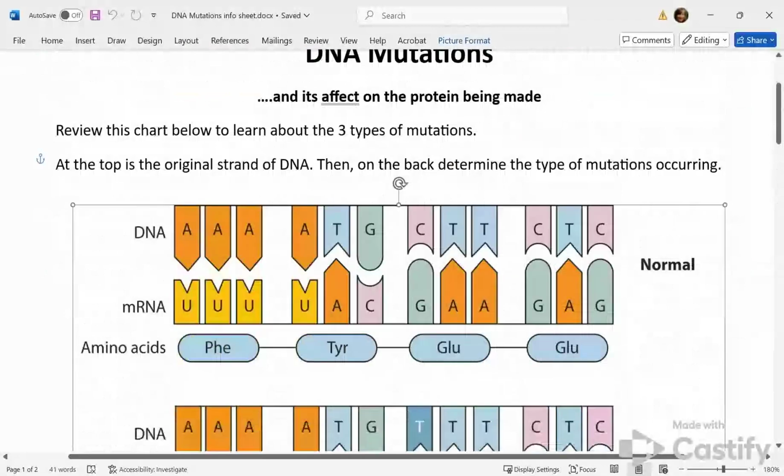So first off, you need to make a note of what your original DNA looks like, and then what the original mRNA is supposed to be, and then what the amino acids are supposed to be. So that's going to be helpful so that we know what we're supposed to be looking at before we start looking at the mutations.